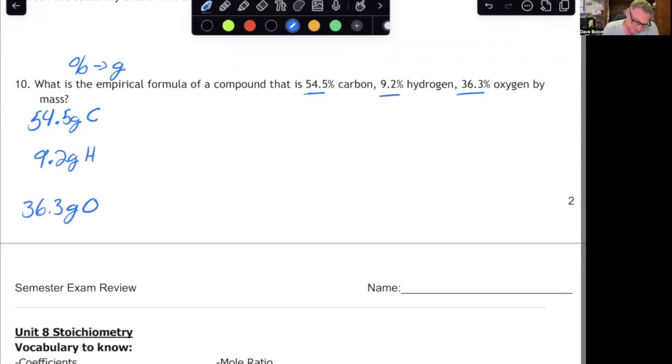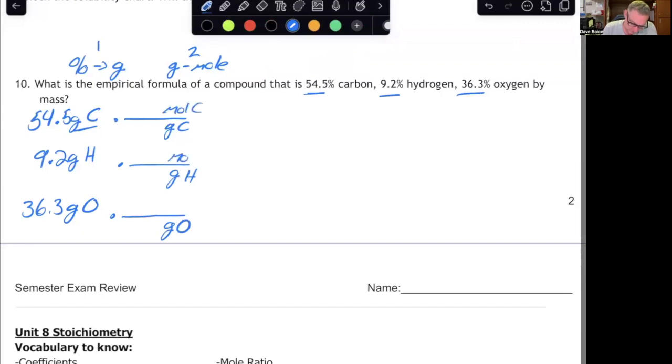Okay, so next, gram to mole. So step one, step two. So gram to mole, I'm going to go, remember, whatever my unit is, that has to be what comes down. So grams of carbon, grams of hydrogen, grams of oxygen to mole of carbon, mole of hydrogen, mole of oxygen.